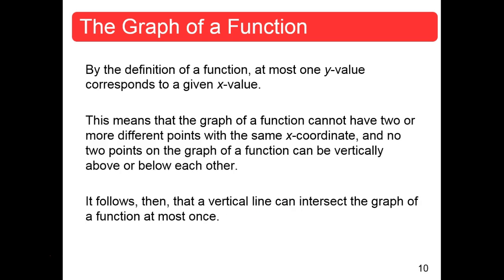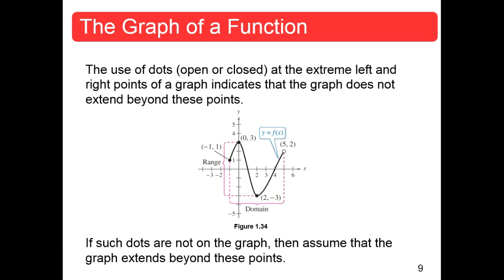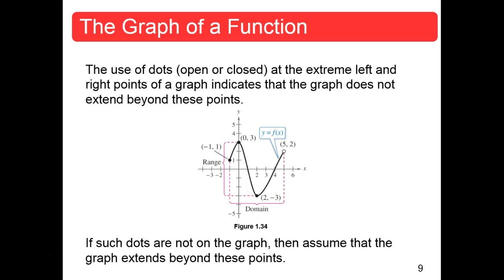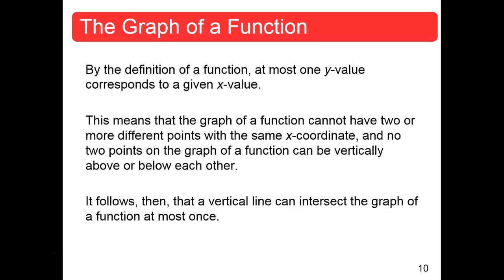By definition of a function, at most one y value corresponds to any given x value, right? So picture this. For any given x value, there can only be one possible y value. That's the definition of a function. That means the graph of a function cannot have two or more different y's for the same x. So in other words, for this x here, there's a y. You can't have a y up here or here or here, anywhere else except right there.